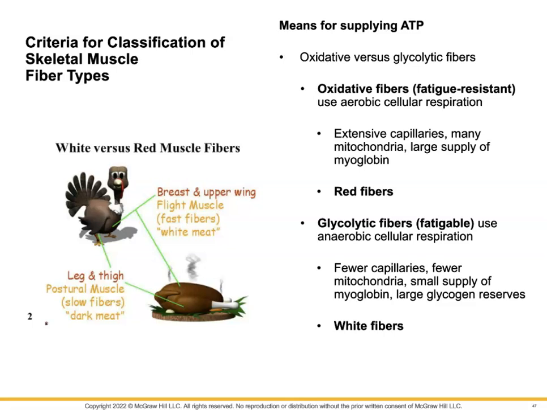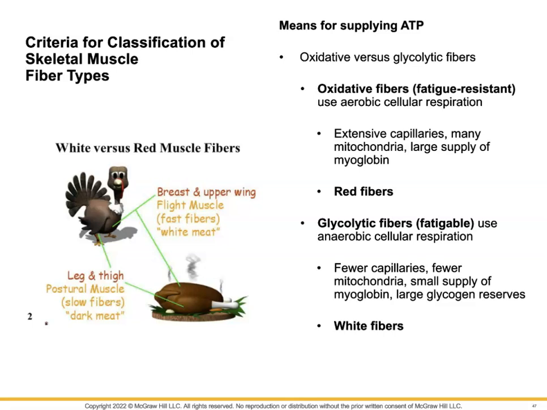And also a large supply of a red pigment molecule called myoglobin. So the presence of myoglobin in those excess mitochondria is what gives that skeletal muscle more of a red appearance, and therefore they're sometimes called red fibers. So the higher levels of ATP generated provides energy for these oxidative fibers to continue contracting over a long period of time without tiring. So we call these fibers fatigue resistant.